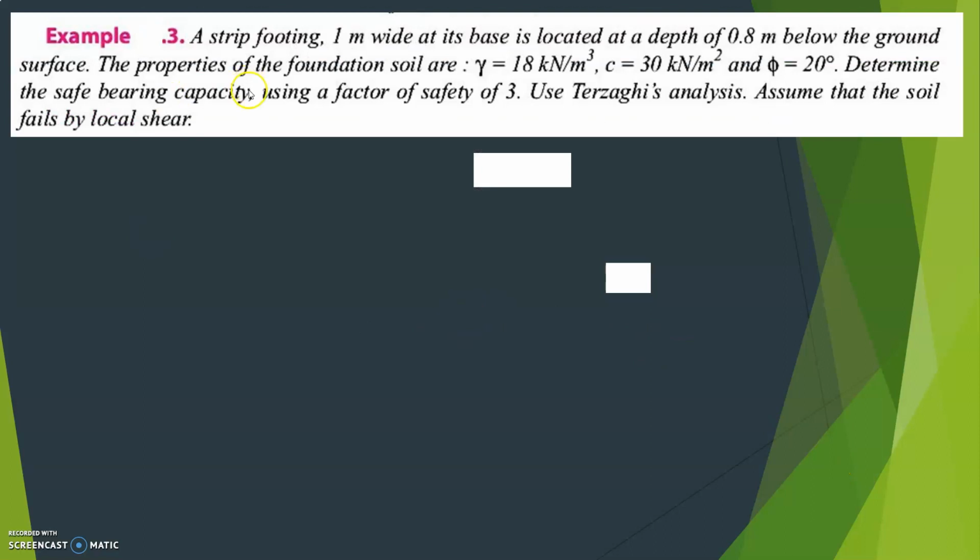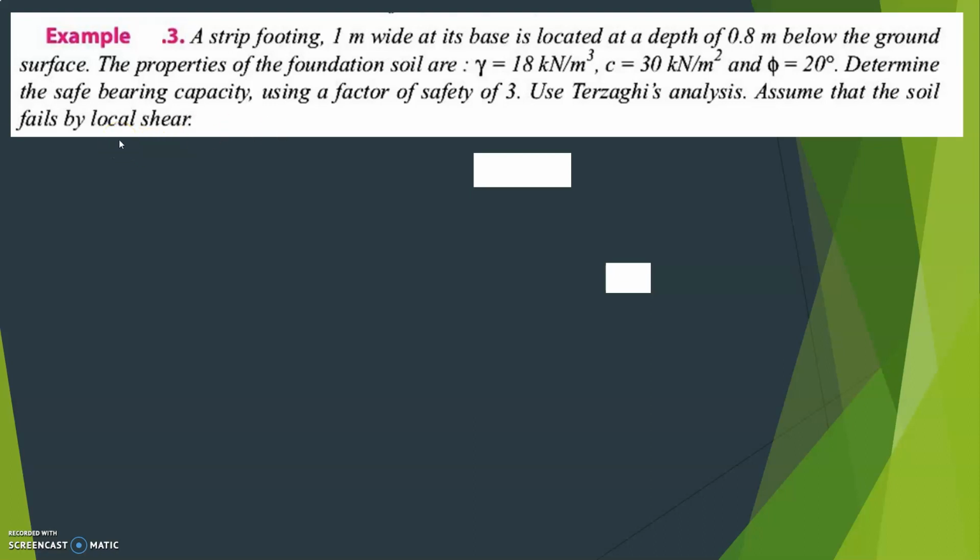Okay, let us take one more problem. A strip footing, 1 meter wide at its base, is located at a depth of 0.8 meter below the ground surface. The properties of the foundation soil are: gamma is equal to 18 kilonewton per meter cube, C is equal to 30 kilonewton per meter square and phi is equal to 20 degree. Determine the safe bearing capacity using a factor of safety of 3.